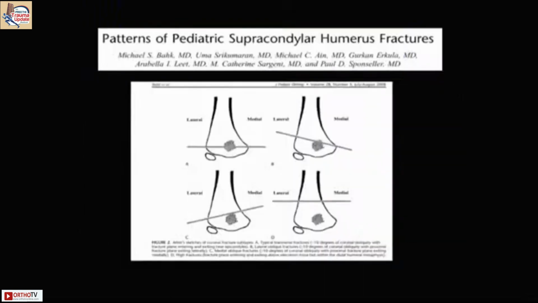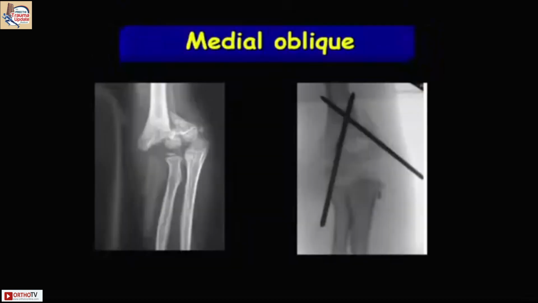So this is a paper by Bock et al. from Johns Hopkins. They have shown the patterns of supracondylar humerus fracture: the medial oblique pattern, the lateral oblique pattern, and the high supracondylar. See, it all depends on where the fracture line exists. If the fracture line is exiting proximally, medially, then it is a medial oblique fracture. If you try to pin this only by lateral pinning, this is never going to fix it properly. It will be highly unstable. So they will need a medial pin.